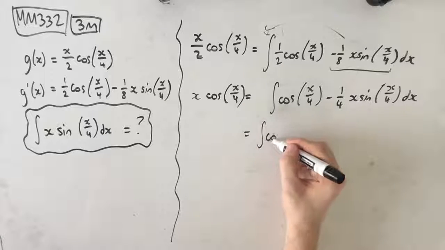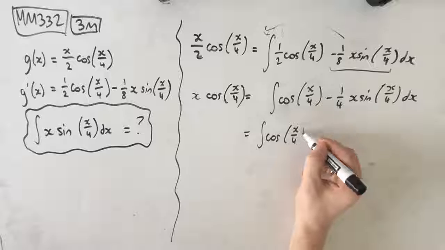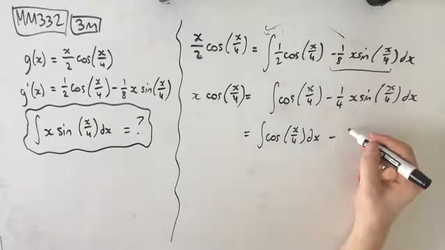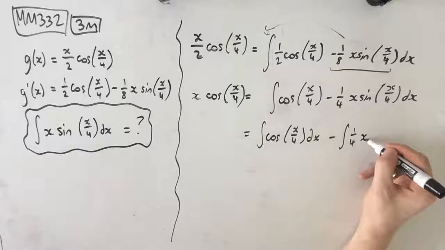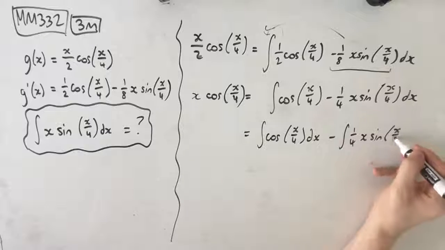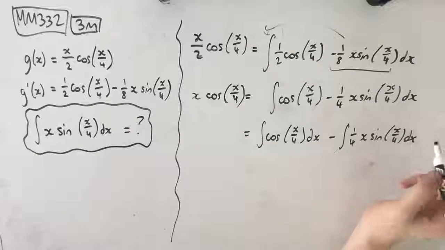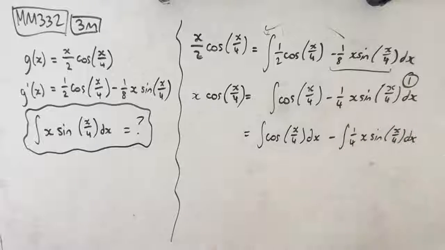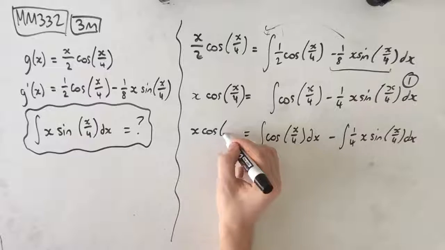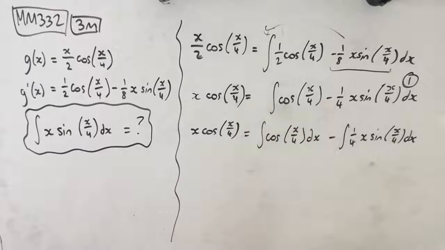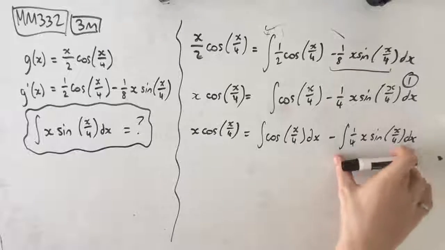So what we do is we say that the integral of cos(x/4) dx minus the integral of 1/4 x sin(x/4) dx. Awesome. Also, just by the way, this is our first mark here. So now our next step to getting x sin(x/4) by itself would be to just get this by itself on one side, right?